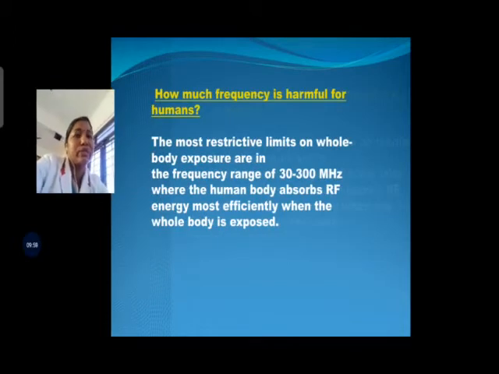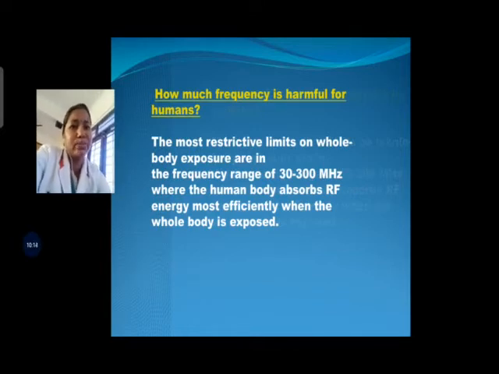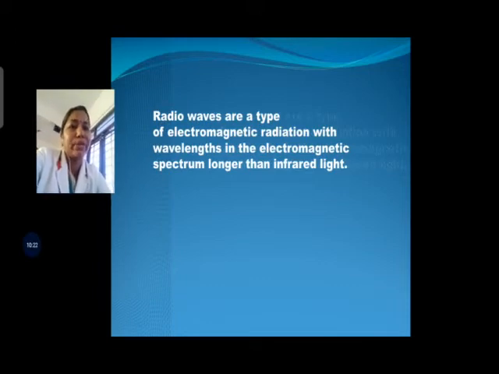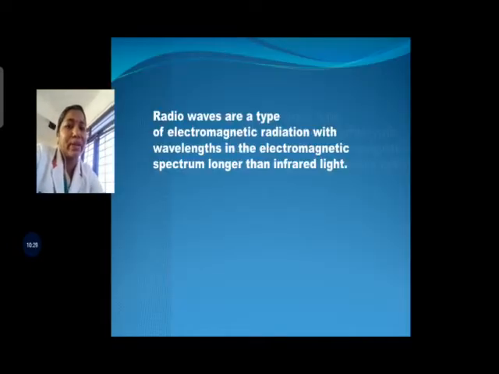So how much frequency is harmful for humans? The most restrictive limits on whole body exposure are in the range of 30 to 300 megahertz, where the human body absorbs RF energy most efficiently when the whole body is exposed. Radio waves are a type of electromagnetic radiation with wavelength in the electromagnetic spectrum longer than infrared light. So, the source of electromagnetic topic is over.